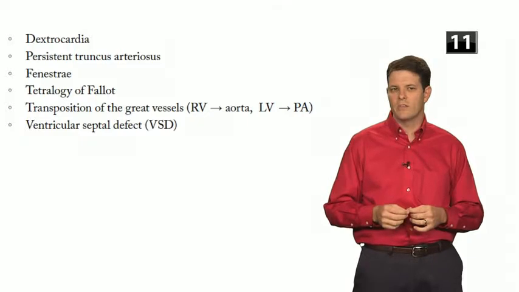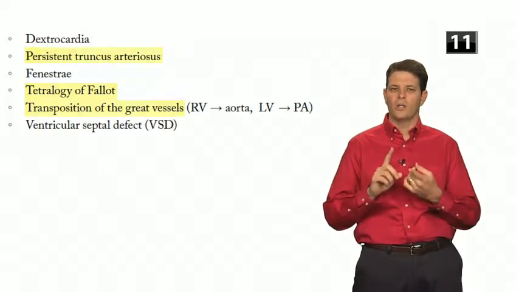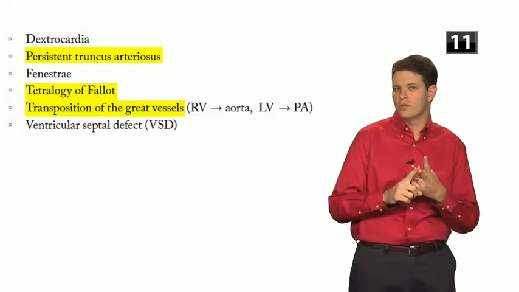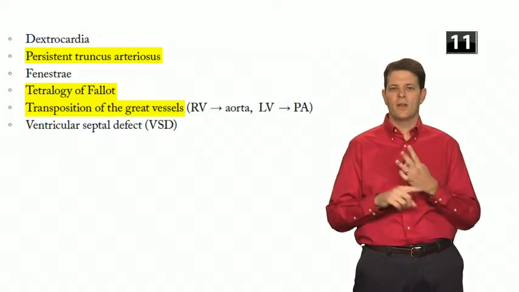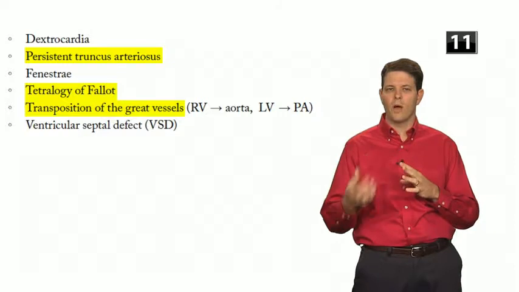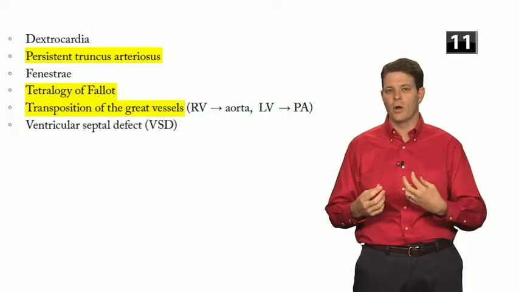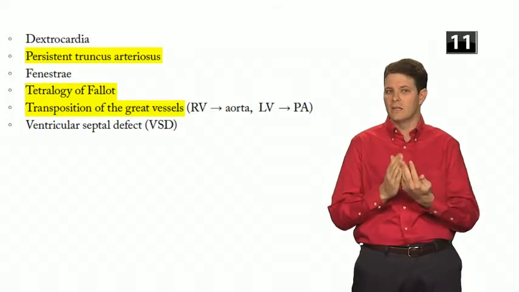Now, number 11 lists some defects in the development of the spiral septum. We've listed 6 developmental defects for you, but the main ones I want you to know are tetralogy of Fallot, persistent truncus arteriosus, where you only have partial spiral septum development, and then transposition of the great vessels, where the right ventricle is pumping blood into the aorta and the left ventricle pumps blood into the pulmonary artery because that 180-degree spin didn't take place.